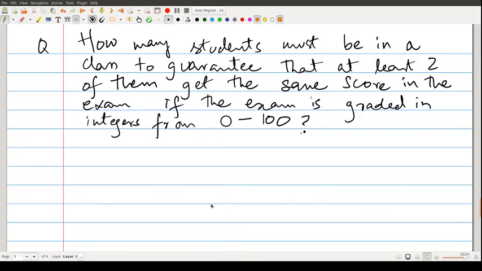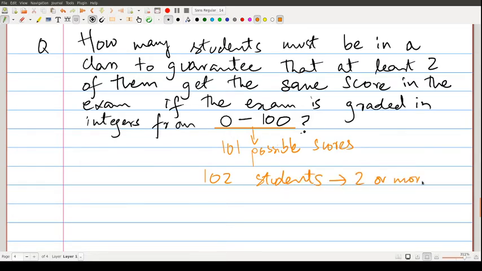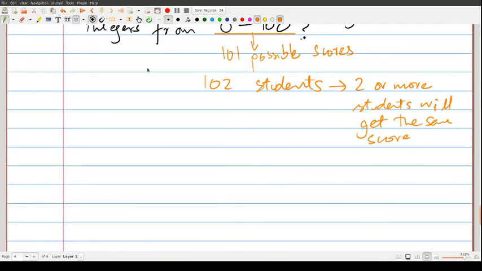Okay, and so from 0 to 100, Jafar, you're absolutely right, there are 101 possible scores. So if these are the boxes, then if you have 102 students, they are guaranteed to have 2 or more students who will get the same grade, the same score, right? And this should seem trivial. All right, let's do another problem which is not so intuitive.